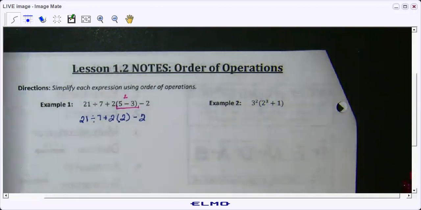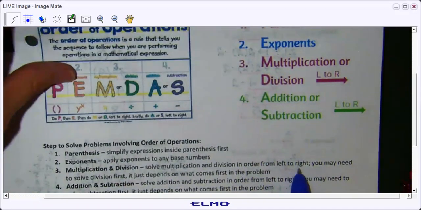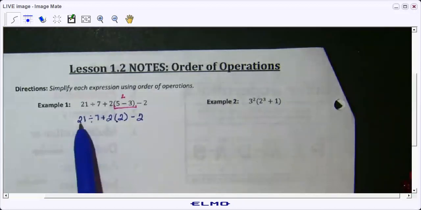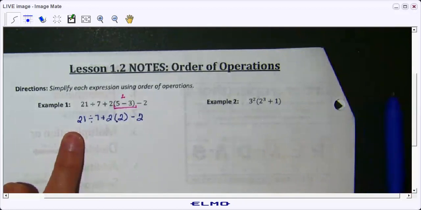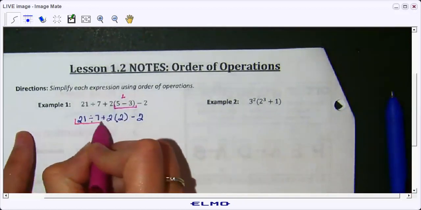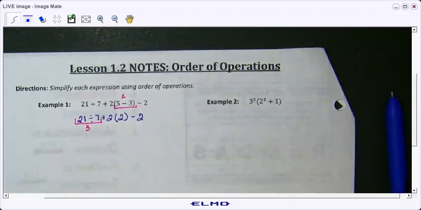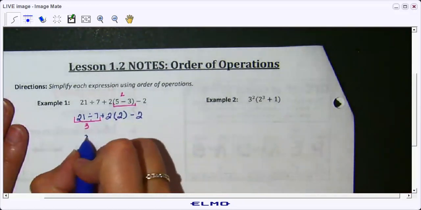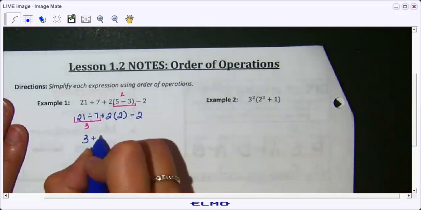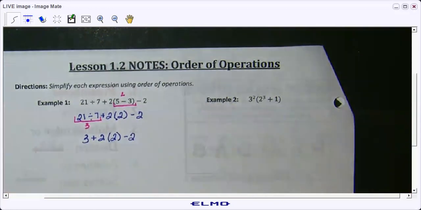Step 3 says multiplication and division in order from left to right. So I'm going to start at the beginning. I already see division. So before I even go further, I'm going to solve my division. 21 divided by 7 is 3. I'm going to bring everything down now. So I have 3 plus 2 times 2 minus 2.